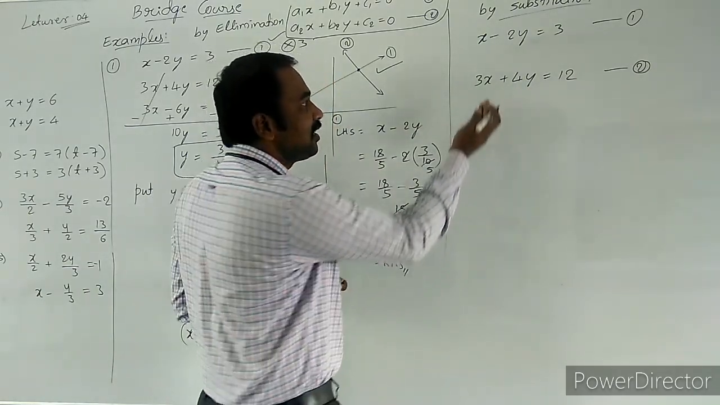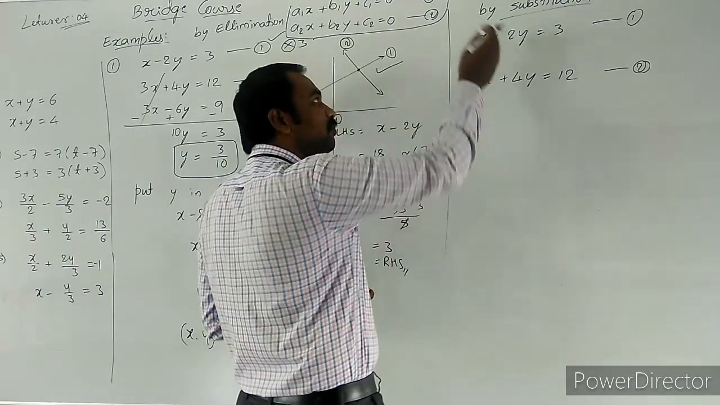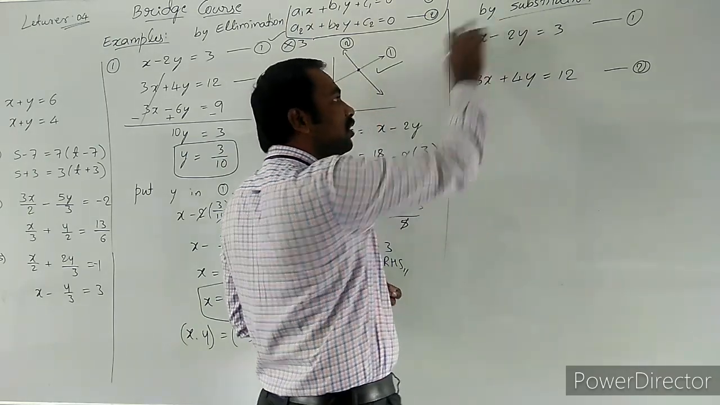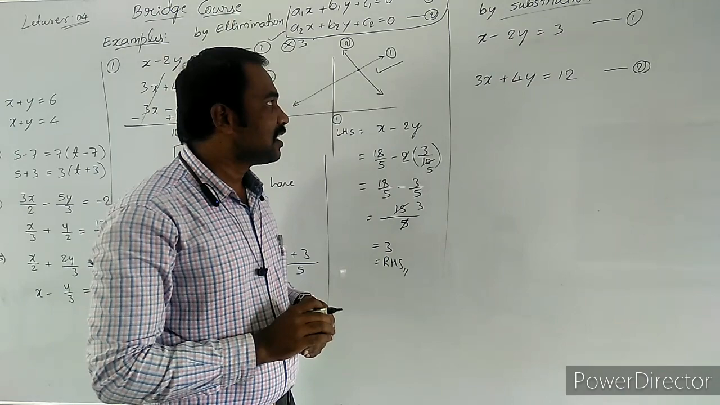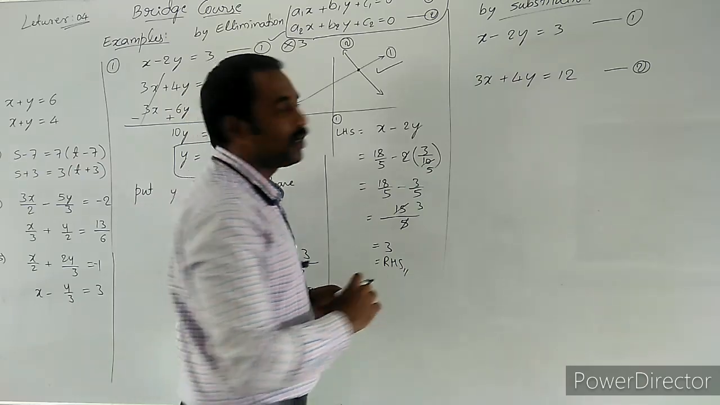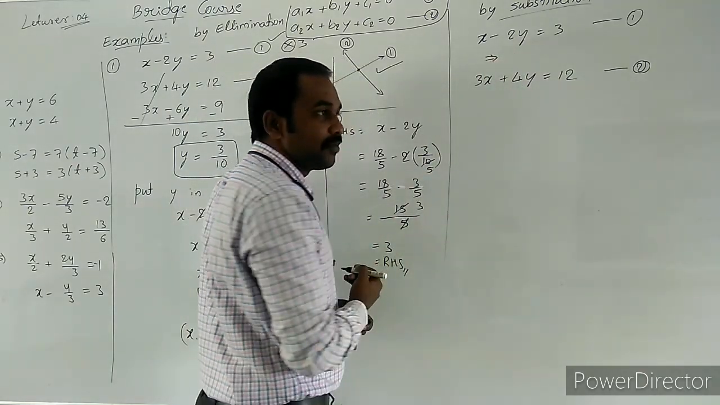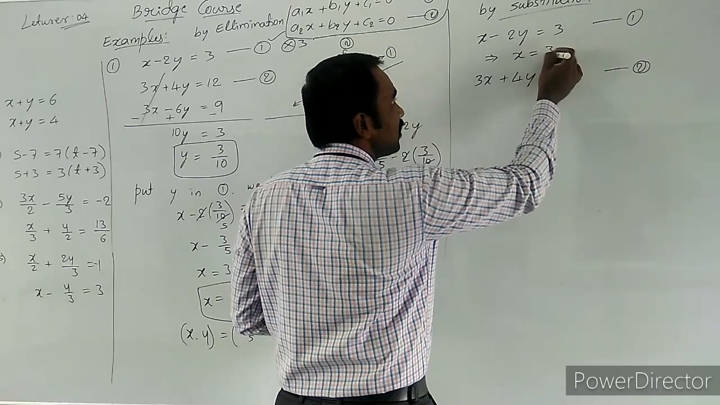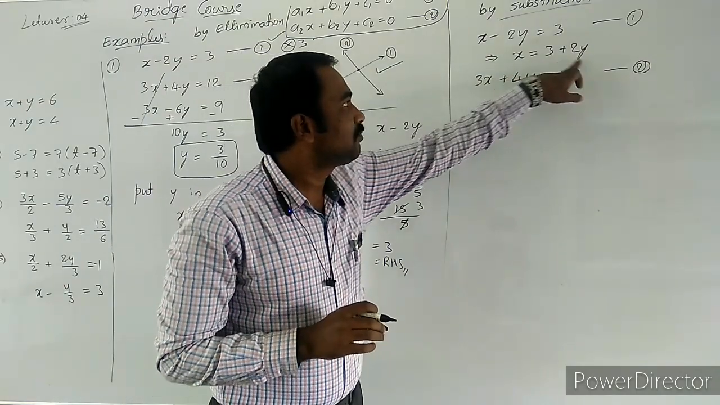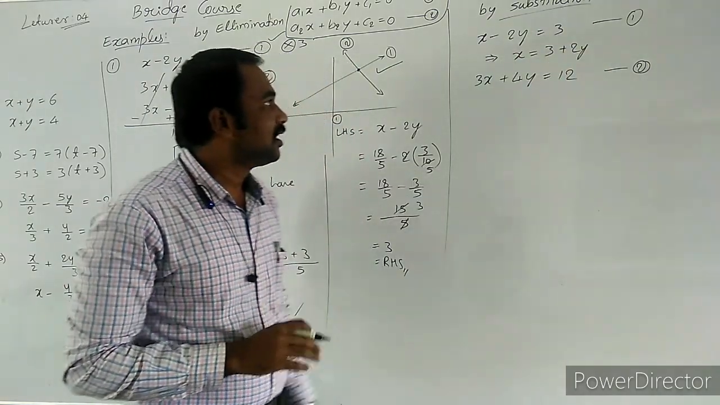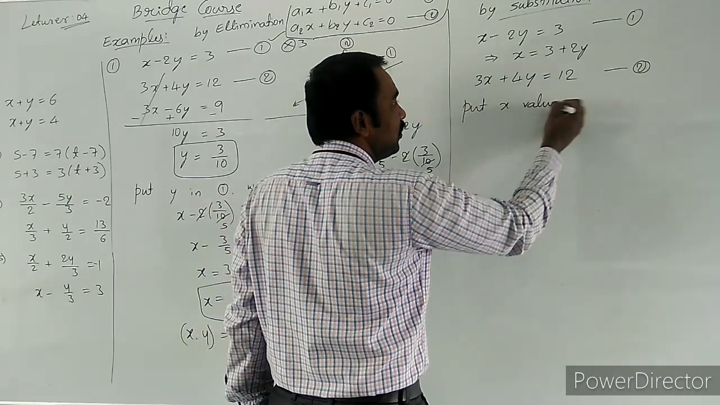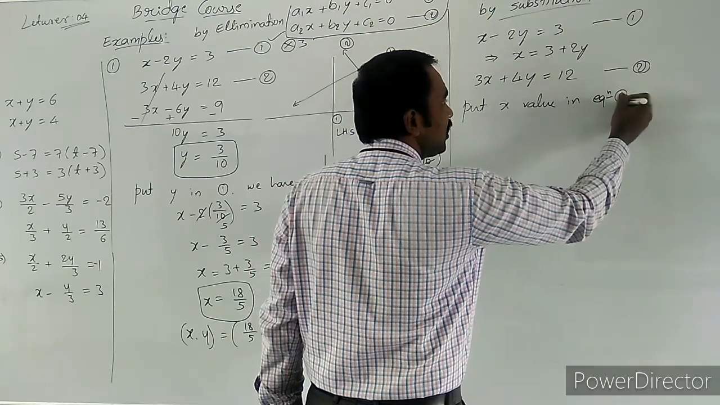Or else, similarly, get the x value from equation number 2 and put it into equation number 1, or get the y value from equation number 2 and put it into equation number 1. We just get the corresponding value. So it is better to choose the simpler one. So now I just take the x value from equation number 1. This equation implies, what is the x value from equation number 1? The x value is 3 plus 2y. Minus 2y is shifted to the right hand side. Now put this x value in equation number 2.